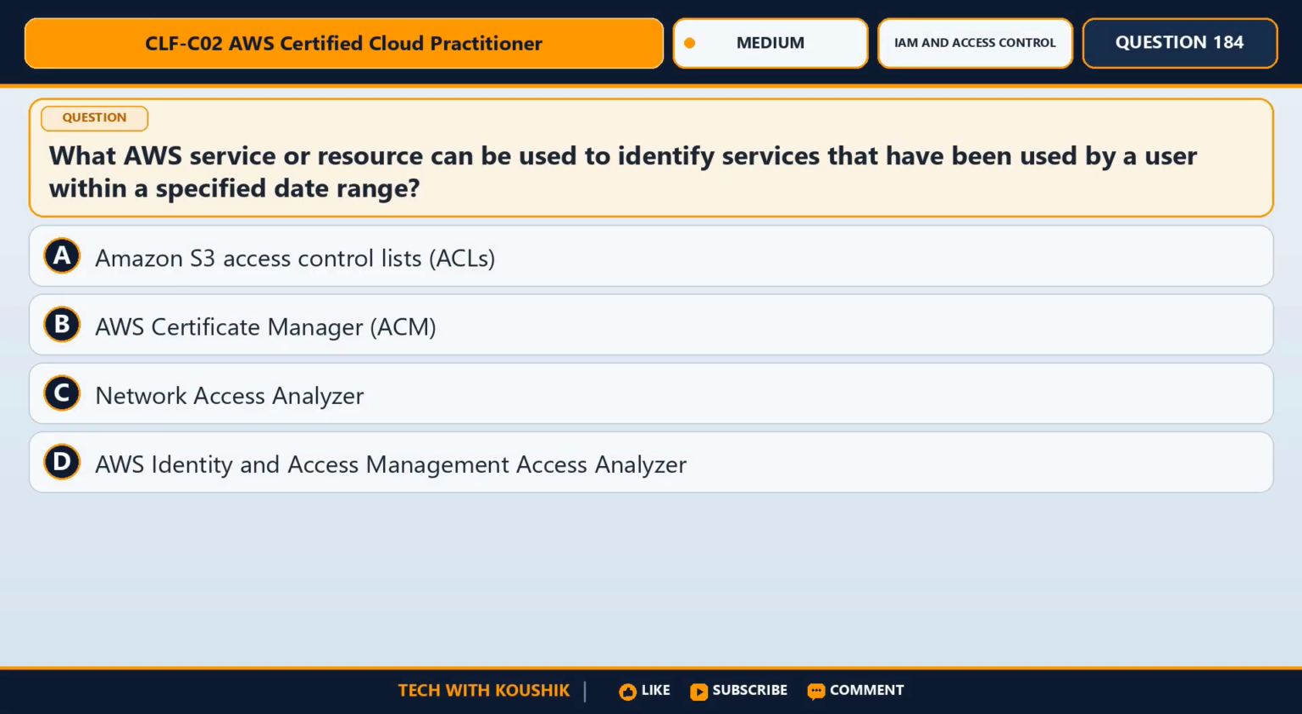Question number 184. What AWS service or resource can be used to identify services that have been used by a user within a specified date range? Option A, Amazon S3 Access Control Lists, ACLs. Option B, AWS Certificate Manager, ACM. Option C, Network Access Analyzer. Option D, AWS Identity and Access Management Access Analyzer.